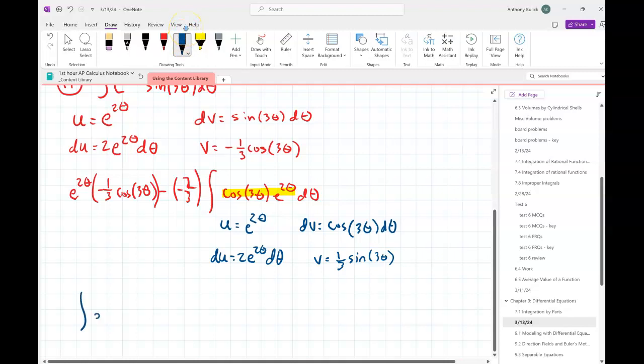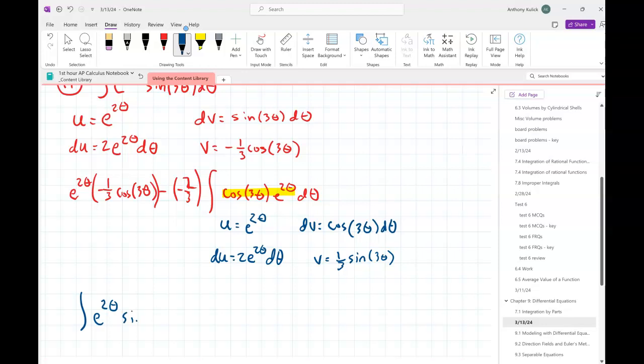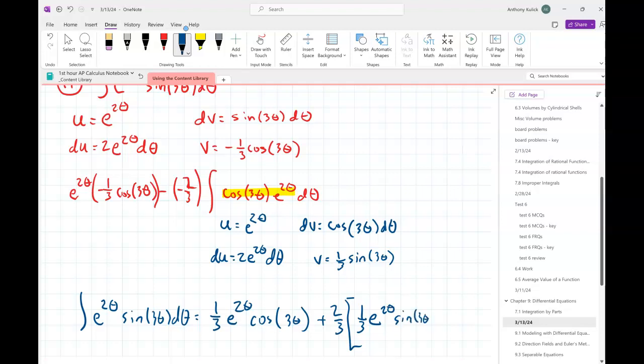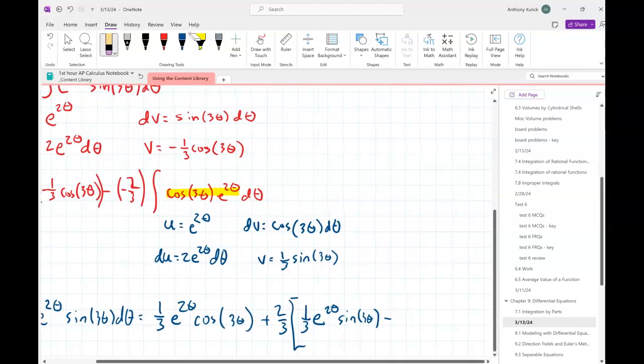We have the integral of e to the 2 theta sine 3 theta d theta equals 1/3 e to the 2 theta cosine 3 theta plus 2/3 times uv. Let's write it this way. And then we have v du.